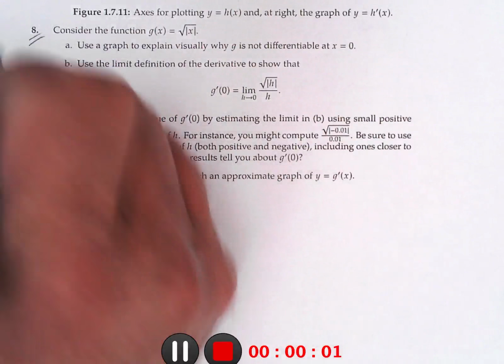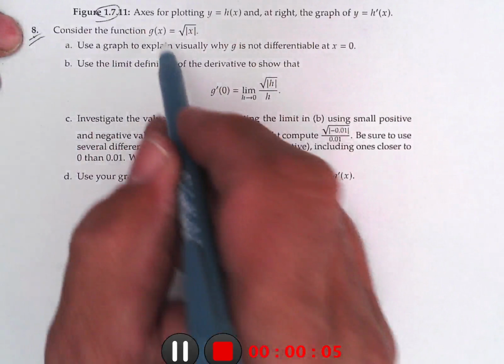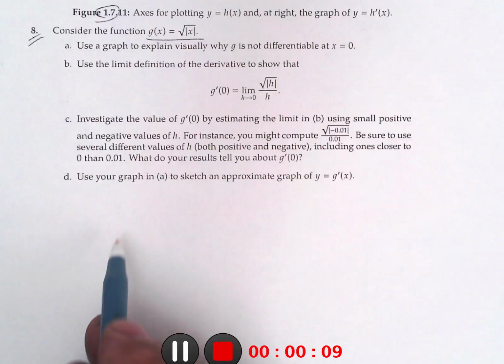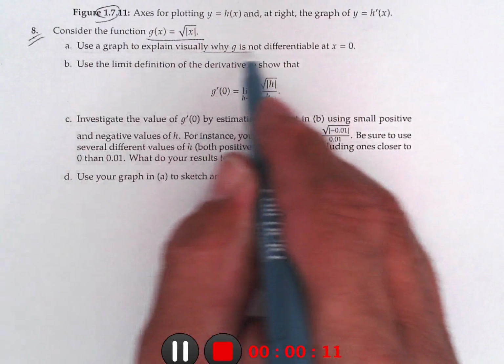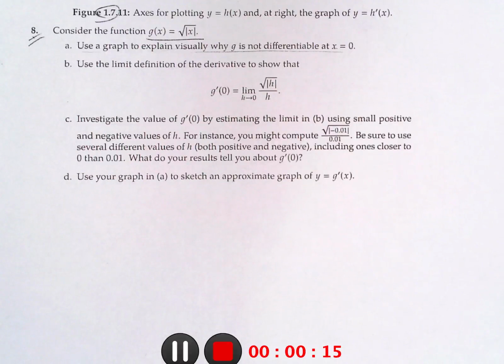8.7, number 8, and it says, consider this function. So we're going to use a graph to explain visually why g is not differentiable at x equals 0. So I want to talk about graphing that function.